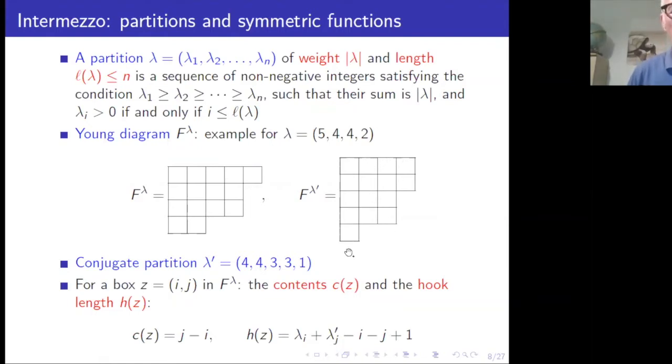So if I take a box in the Young diagram, and I refers to the row index, counted from top to bottom, and J refers to the column index, counted from left to right, then we will be using two known objects. One is called the content of the box, which is just J minus I. So it's a number which is 0 on the diagonal. It has the value +1 here, value +2 there, and so on, and negative numbers below, nothing special.